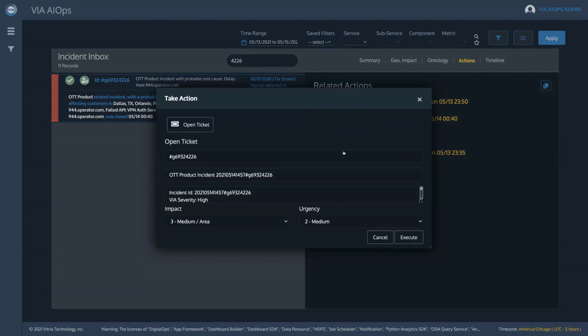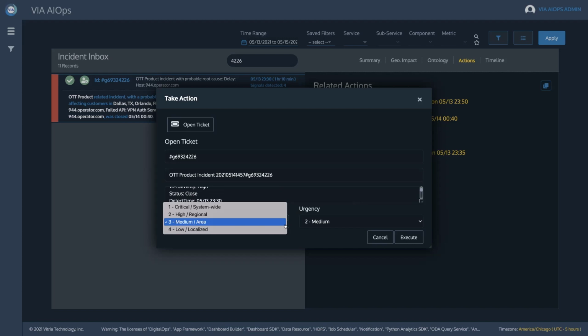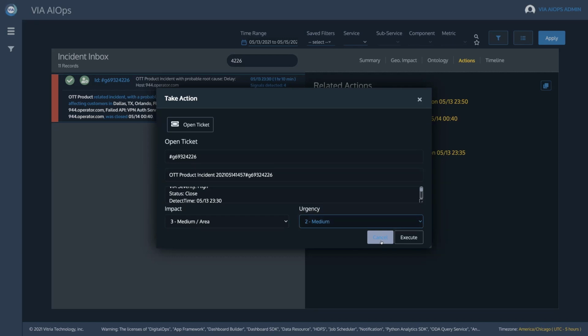We can take additional actions, such as opening a ticket in an incident management system like ServiceNow or Remedy. We can change the impact and the urgency to match that of your current workflows.